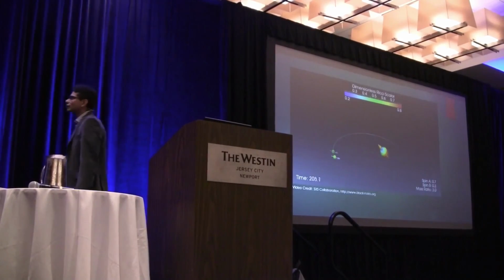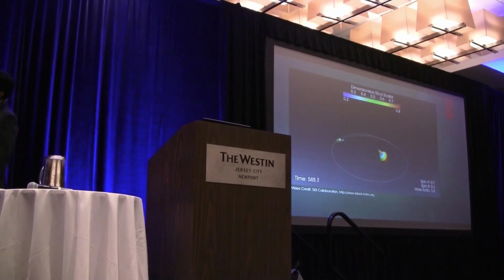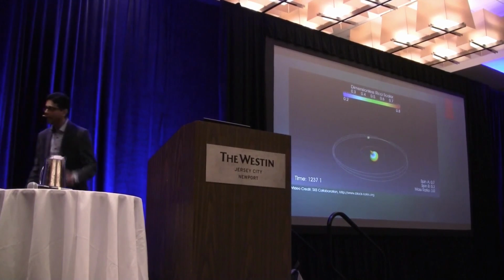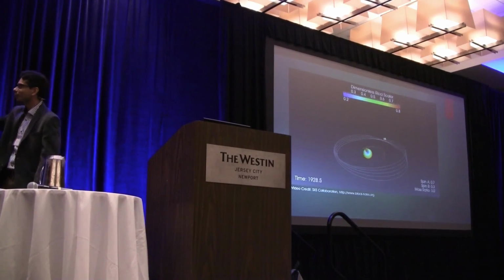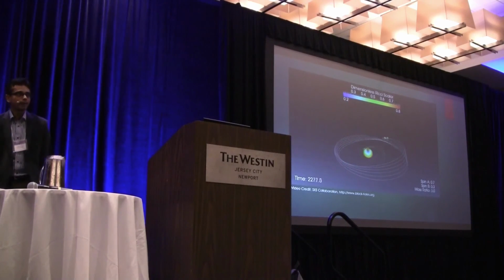And finally, I'll stop by showing you a simulation of two black holes which are spinning, and the axis of the spin is not aligned. And you can see when that happens, then you have precessing binaries happening. And I'll stop here. Thank you very much.